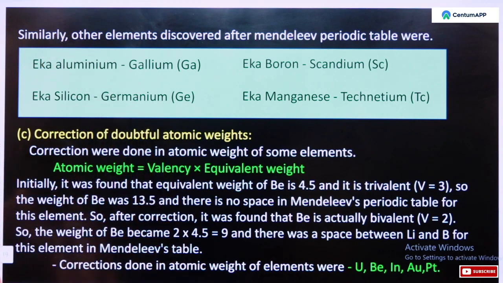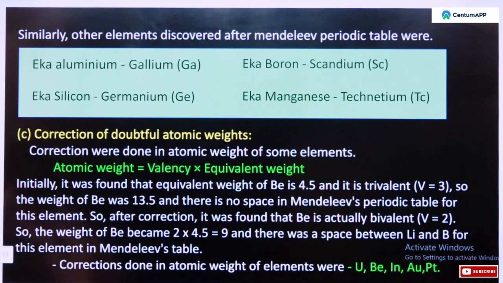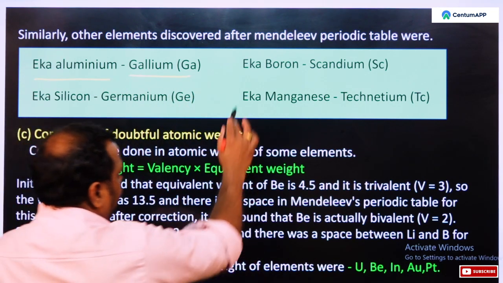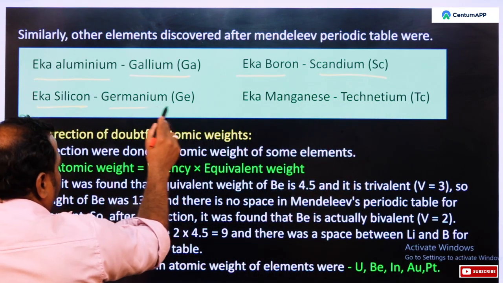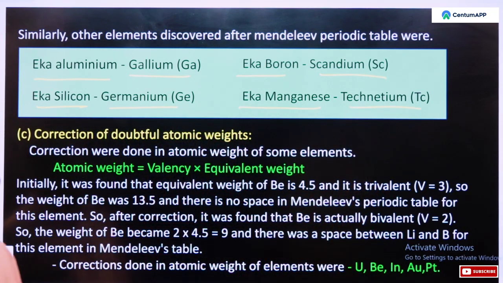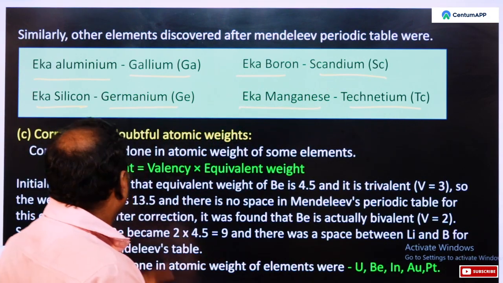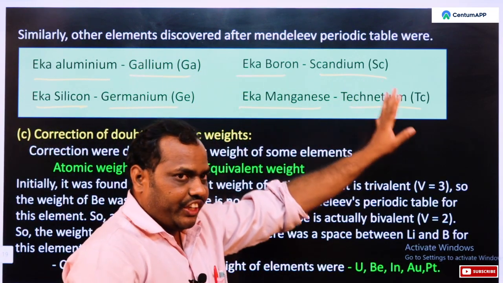Similarly, other elements were discovered after Mendeleev's periodic table. Eco-aluminium is gallium. Eco-boron is scandium. Eco-silicon is germanium. Eco-manganese is technetium.